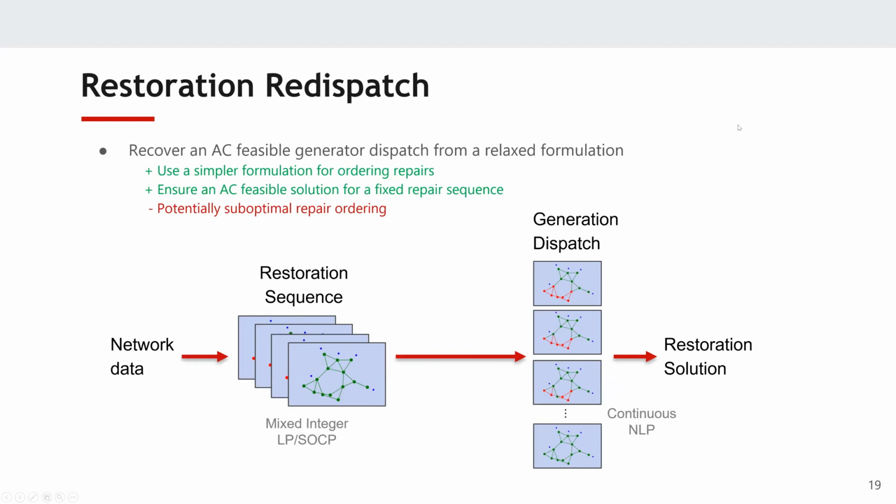Another consideration we can take a look at is restoration redispatch. Here, we can solve the restoration sequence with a linearization or relaxation, and then take that fixed topology and just redispatch all the generators in an AC power flow. The goal here is that we can get away with using a simpler formulation in the ordering portion of this step, but then be able to recover an AC feasible solution when we're actually using this restoration sequence in practice. But there is still potential for suboptimal repair ordering because we're not considering the full AC power flow equations and so on. However, perhaps we can address larger networks by using this redispatch.